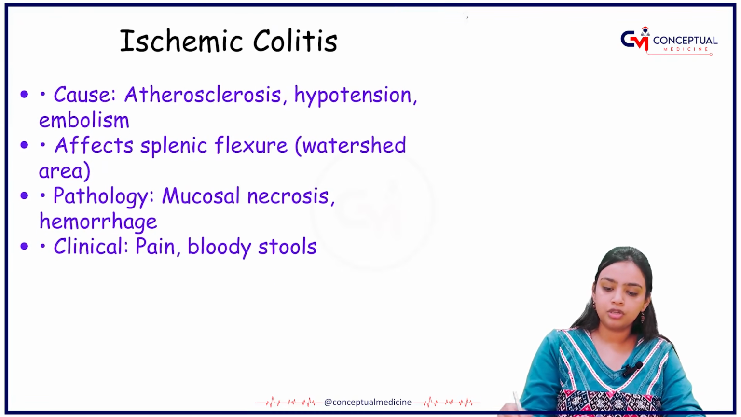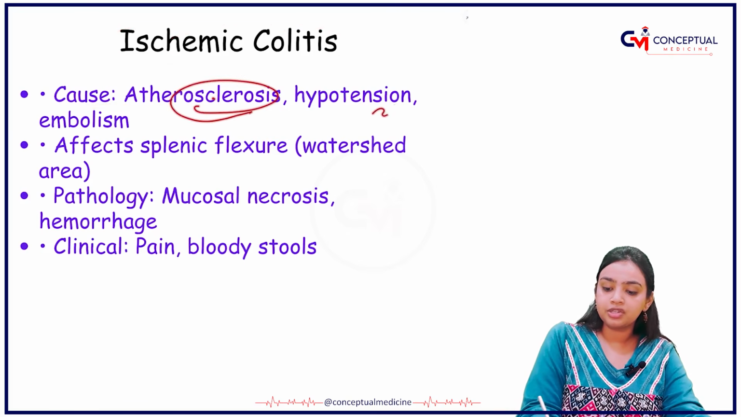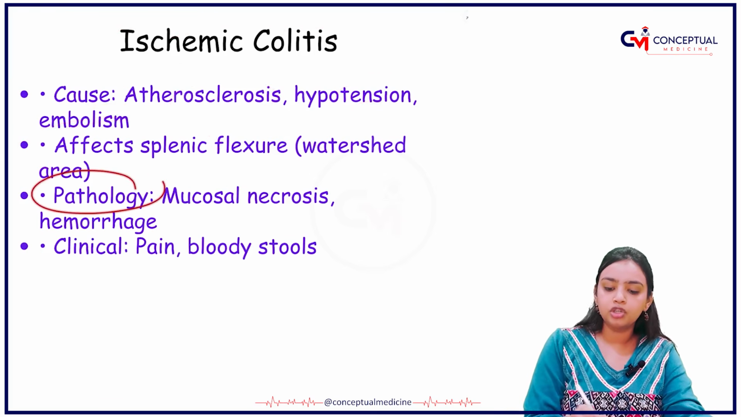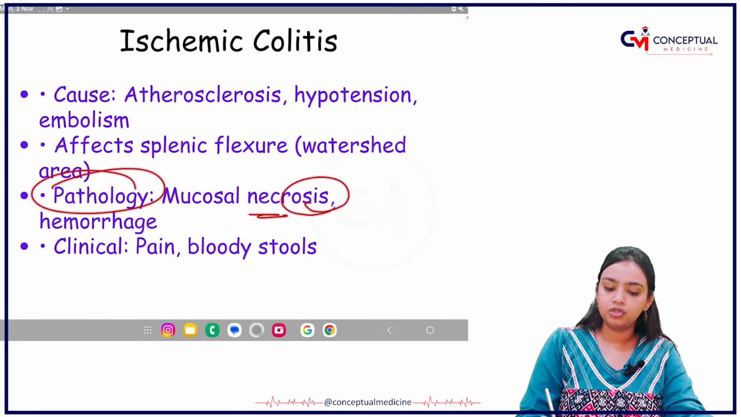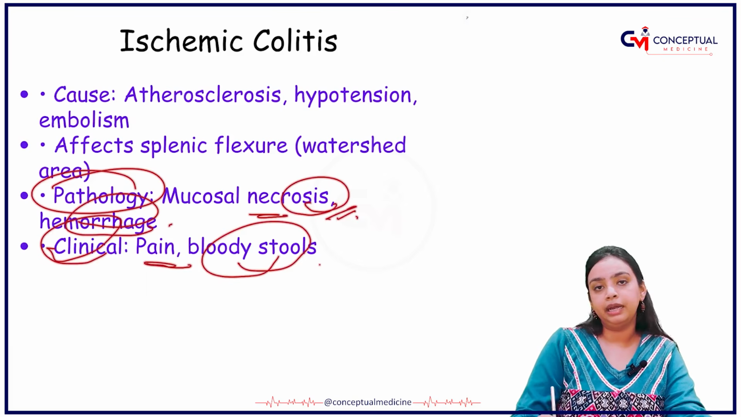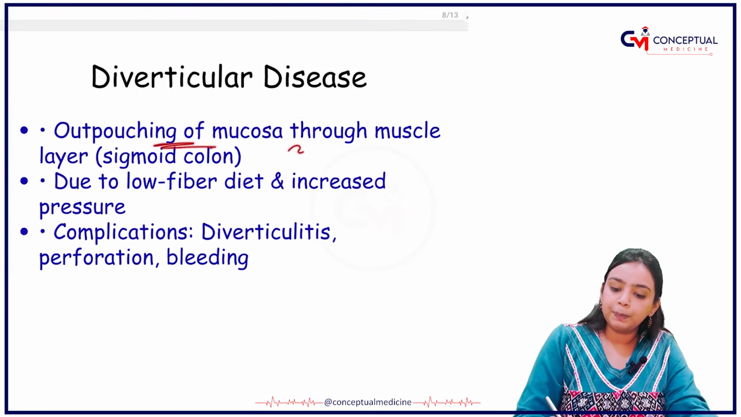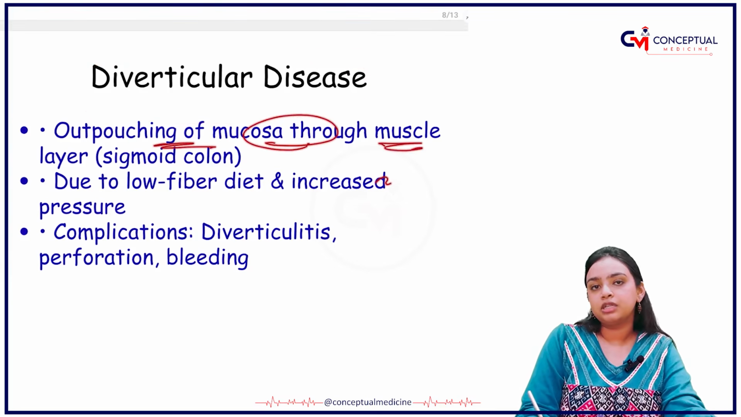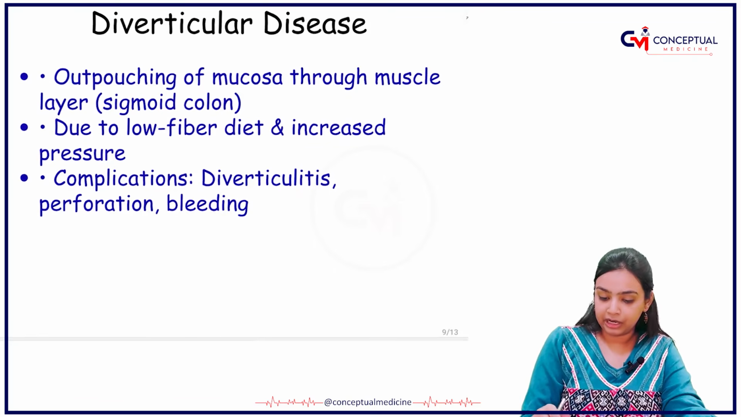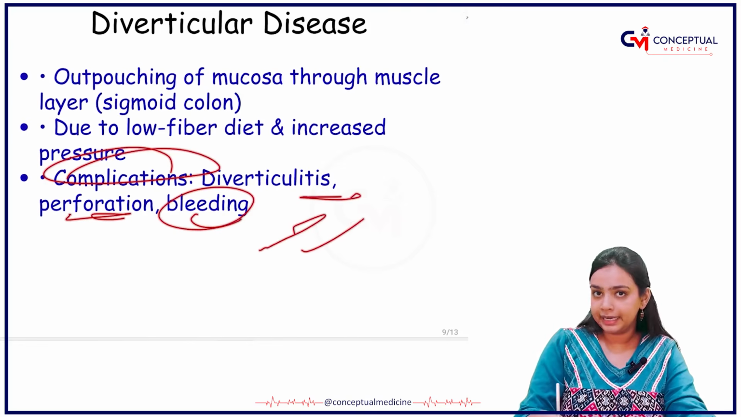Then you have ischemic colitis. Now in ischemic colitis, the cause is atherosclerosis and hypotension. The splenic flexure is affected, and the pathology is that you are able to see mucosal necrosis and hemorrhage. Clinically, there will be pain and bloody stools. Diverticular disease: there is outpouching of mucosa through the muscle layer. It is due to a low fiber diet and increased pressure. The complications are diverticulitis, perforation and bleeding.